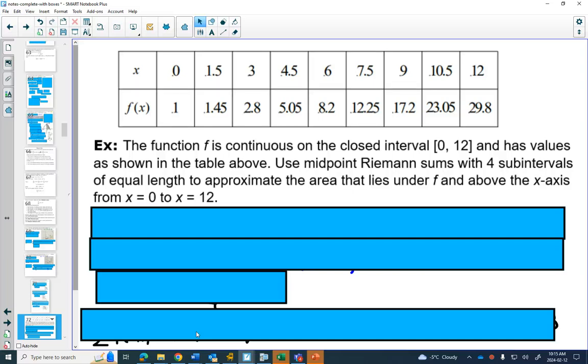This looks like a nice AP style of question where they give you a table of values. It's continuous on the closed interval from 0 to 12, and you have values shown in the table above. Use the midpoint Riemann sum with 4 subintervals of equal length to approximate the area under that curve from 0 to 12.